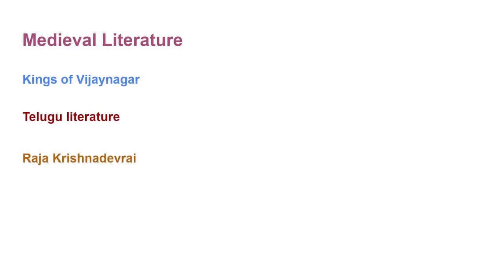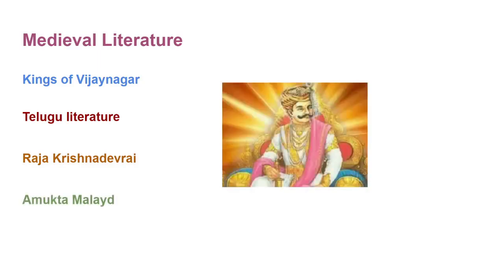Now let's continue further. In the period of kings of Vijayanagar, Sanskrit literature continued to develop. However, this was an important period for the growth of Telugu literature. Raja Krishnadev Rai, the great king of Vijayanagar, was also a Telugu and Sanskrit writer. He brought the Amukta Malyada.